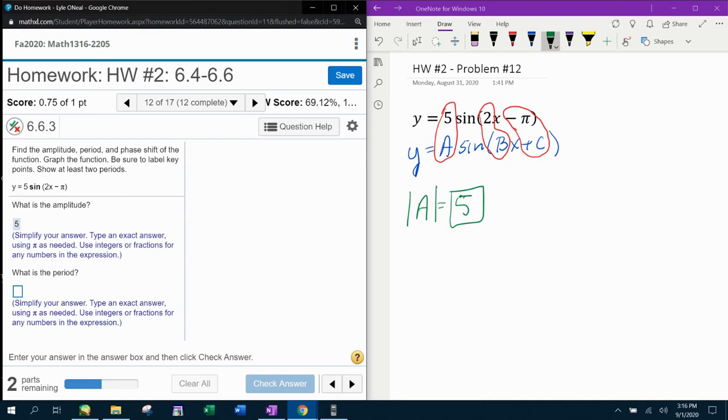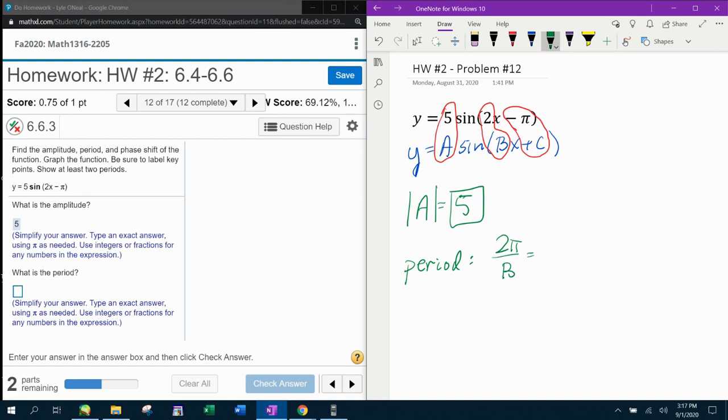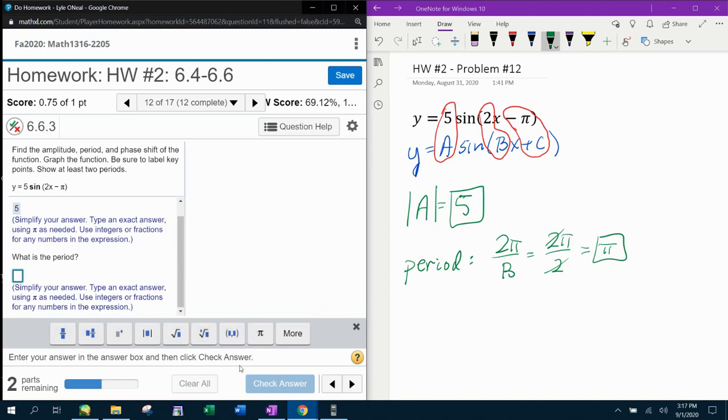Our period, okay, so the period function for sine or cosine is 2 pi over b. That is the formula for the period of a sinusoidal function. And our value of b is 2. Here the 2's are going to cancel. And so our period, our wavelength, is going to be pi.